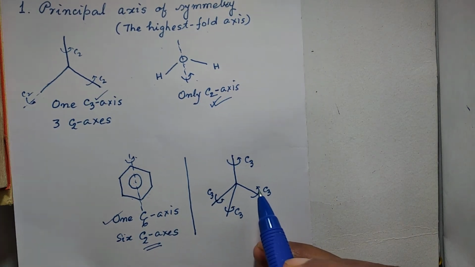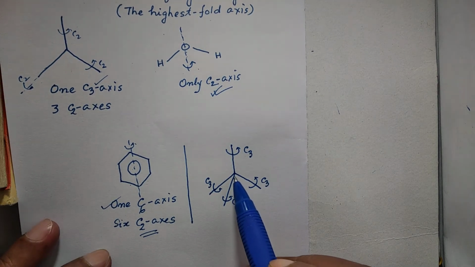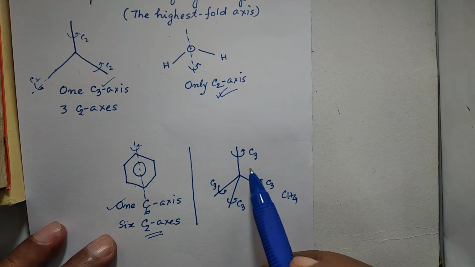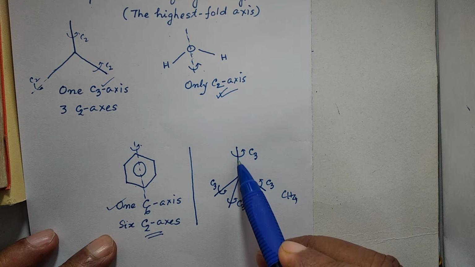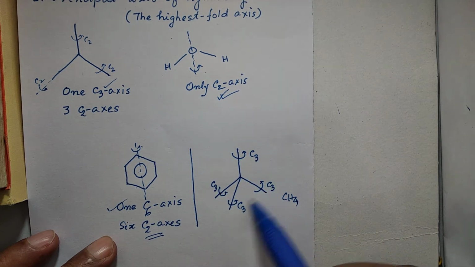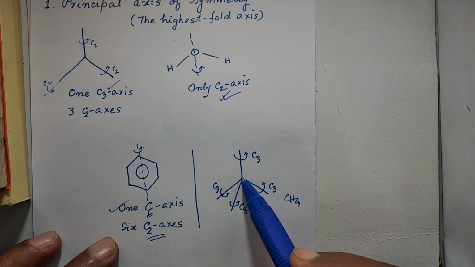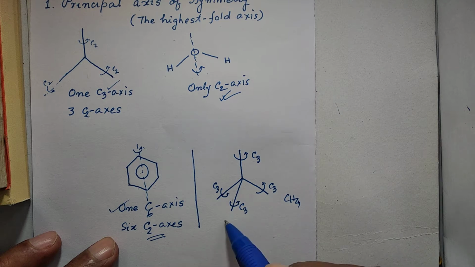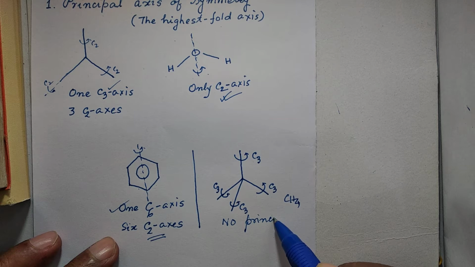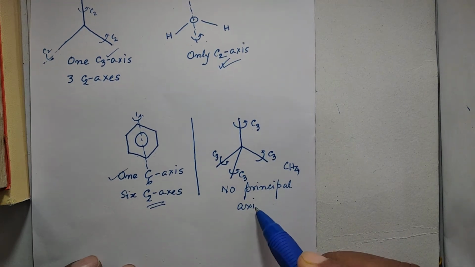There may be molecules where we cannot find any principal axis. For example, in the methane molecule, this is CH4. Each and every CH bond acts as a C3 axis. Therefore, we cannot determine which one is the highest fold axis. So, in this case, there is no principal axis.